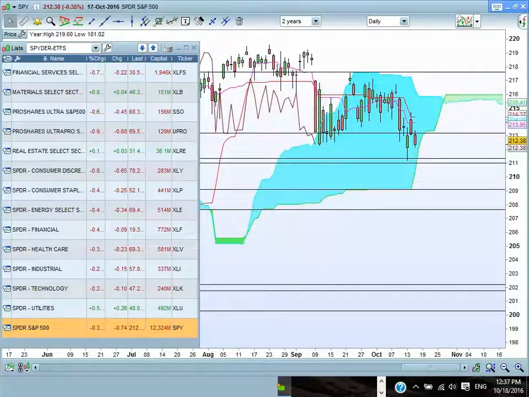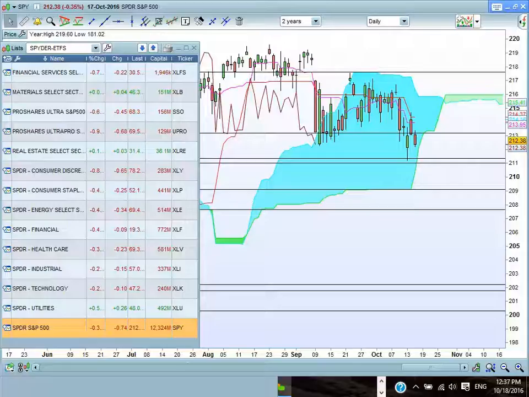It's Tuesday, the 18th of October, and I'm going to do a brief ETF review of the major SPYDR ETFs from a cloud chart trading perspective, and just to give you an idea as to what I find interesting right now in the market in terms of Ichimoku clouds.